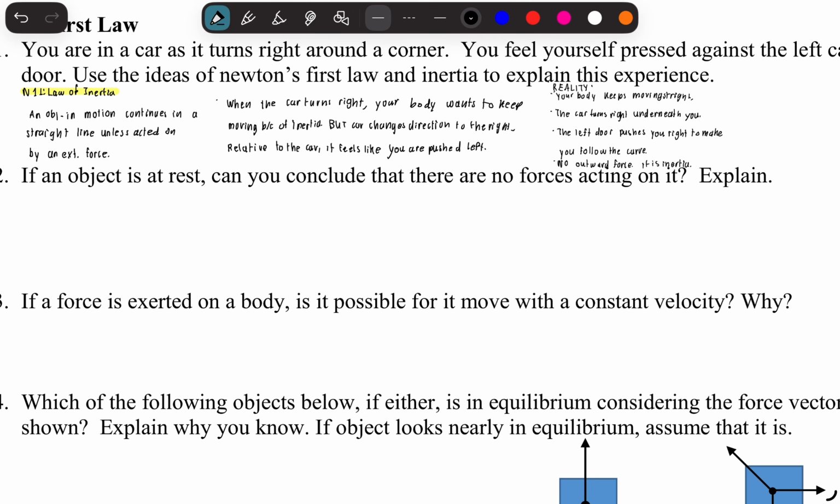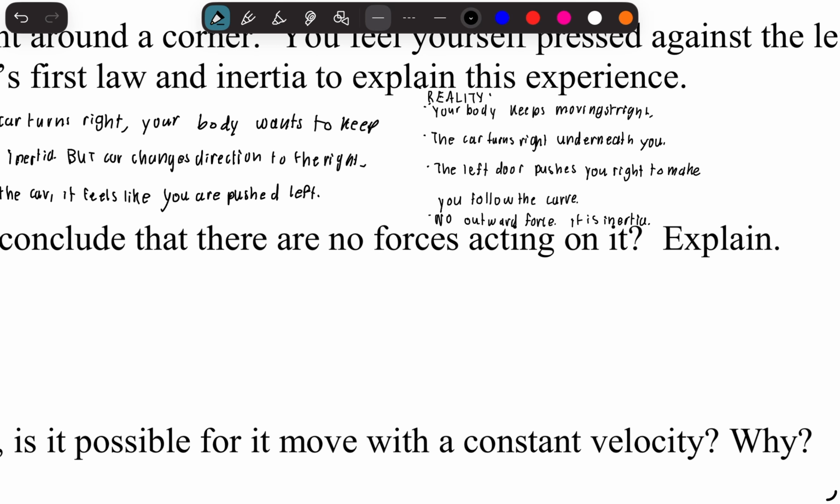So relative to the car, it feels like you're being pushed left. But in reality, your body keeps moving straight, but the car turns right underneath you. And then the left door pushes you right to make you follow the curve. There is no outward force. It's just inertia.